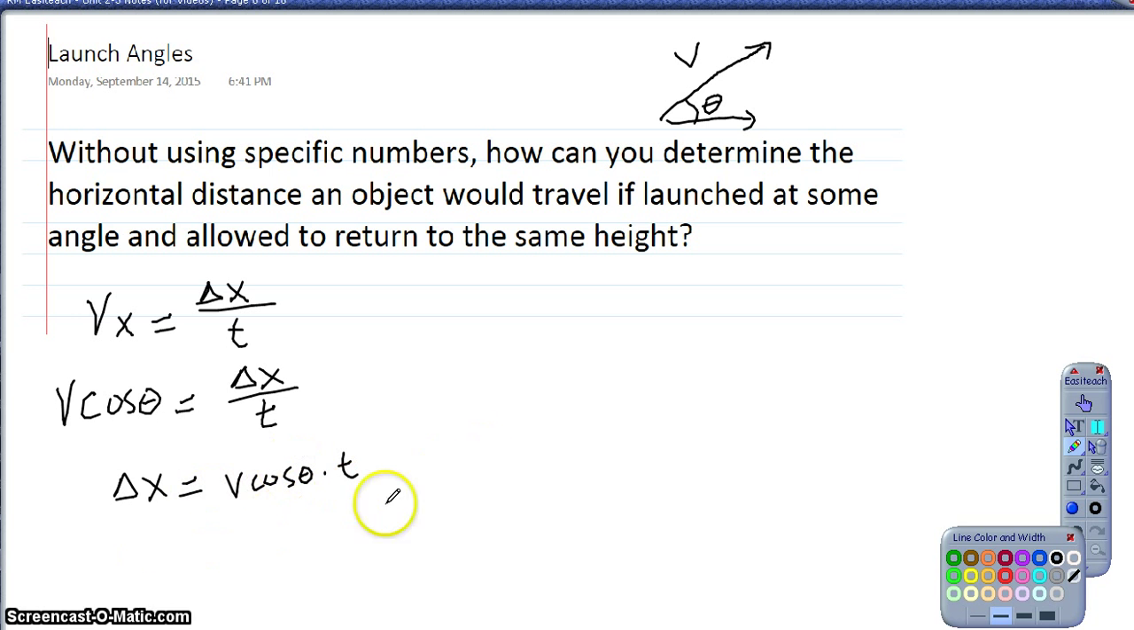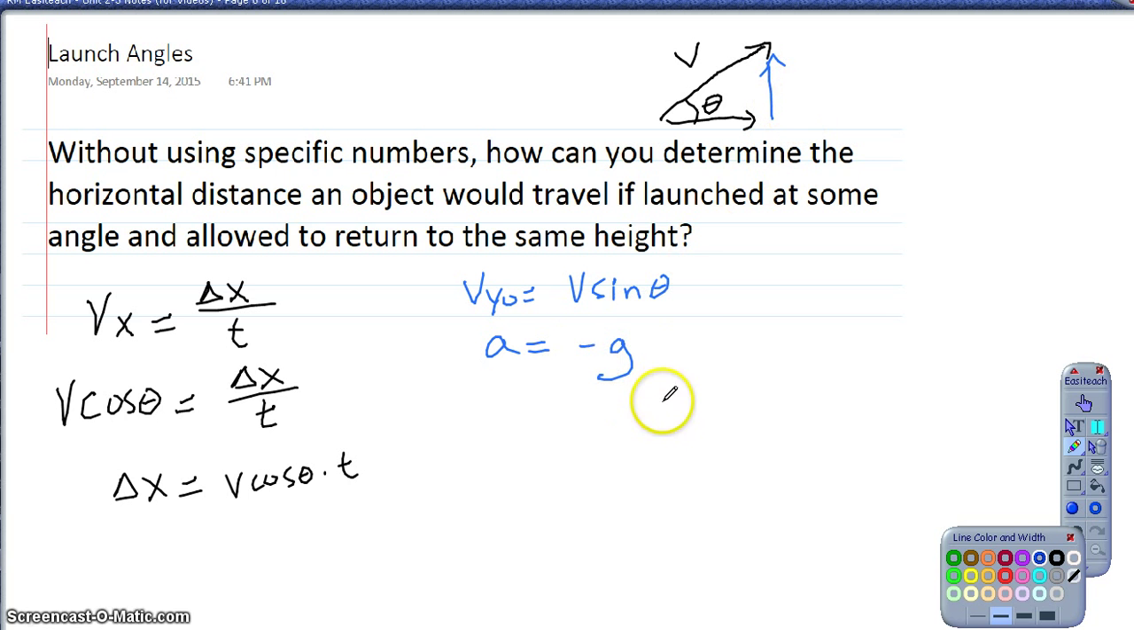So at this point, I run into a little bit of trouble because obviously I have a lot of unknowns, but if I look at my vertical measurements, well, I know my initial vertical velocity would be v times sine of theta. I know my acceleration, as always, would be gravity, right? So I may just call that negative g. In this case, negative because it's going downward and my velocity is going upward.